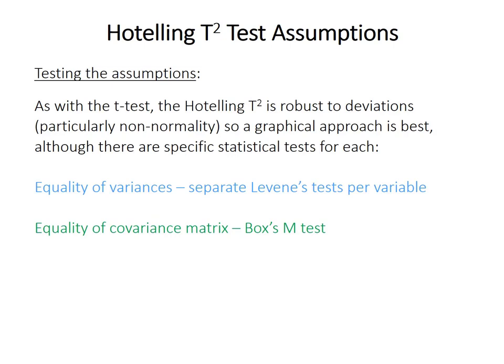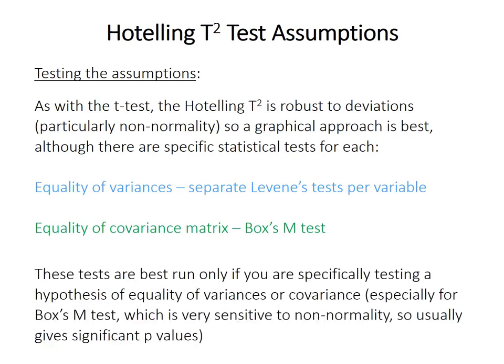So the Hotelling t-squared test is fairly robust to these deviations from the assumptions, particularly if the data are not normal, as long as the sample size is fairly large. You could run, for example, Levene's test to see if the variances are equal. And there's also a test called Box's M to look at the covariance matrices, but it's generally not recommended. Both of these tests are too sensitive, particularly if your goal is only to assess the assumptions. Box's M test apparently is very sensitive to non-normality, so it will often reject the null hypothesis that they have equal covariance matrices, even if it's totally fine for a Hotelling t-squared test.